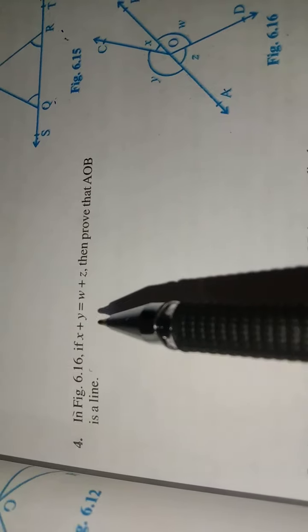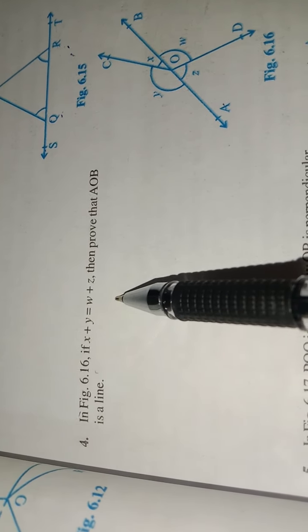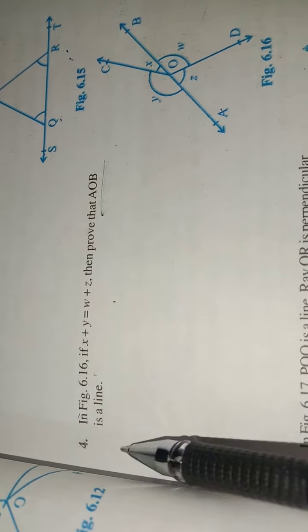Friends, now we'll continue exercise 6.1 from question number 4. Clear? What is question number 4? You can see that if x plus y is equal to w plus z, then prove that AOB is a line.